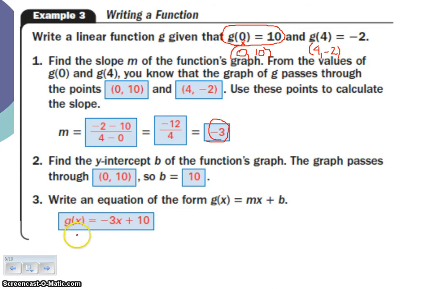So g of x, where do we get the g of x? Because this is g up here. And then that equals, the slope we found was negative 3x, plus, where do we get the 10? Well, I gave you the 0. If you look up to the very top of the slide, where the arrow is pointing, there's the x is 0. So what's the y-intercept? 10.